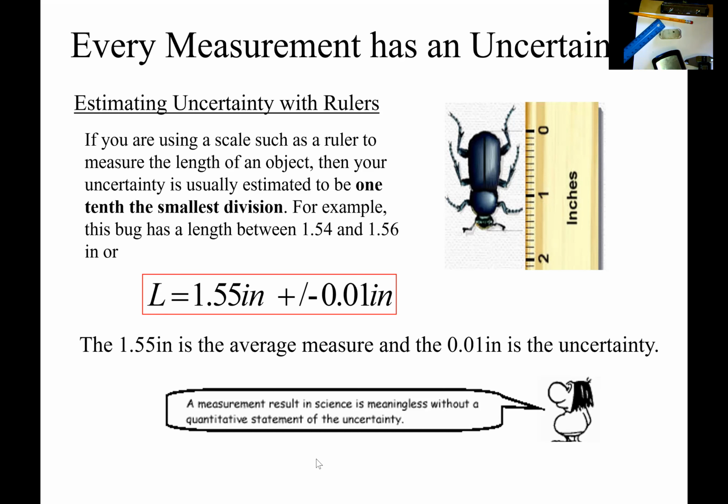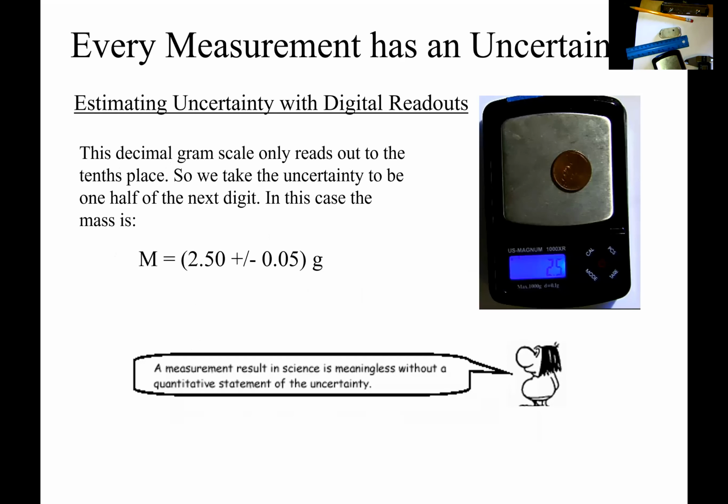So in general, when you're using anything that has tick marks, or a ruler, which for the most part is a metric stick like this, it depends on what you're measuring and what you feel confident in. You're expressing your confidence. The next kind of measurement we typically make is with digital readouts.